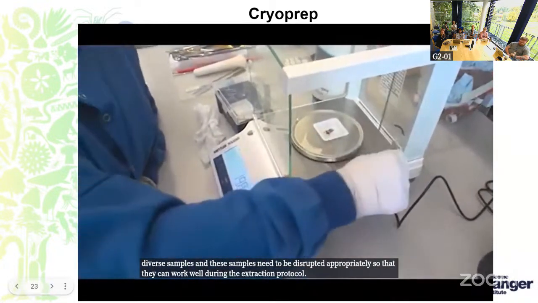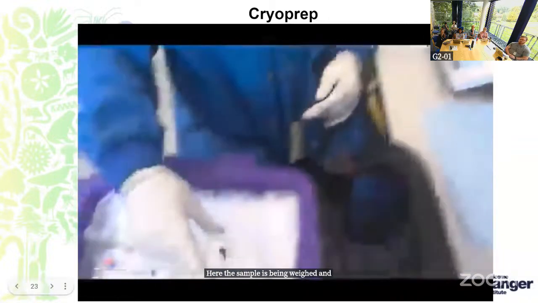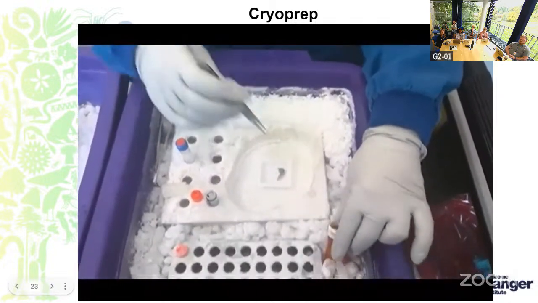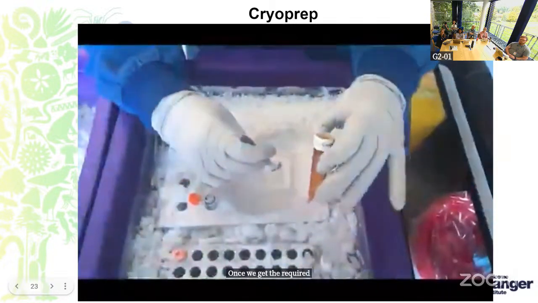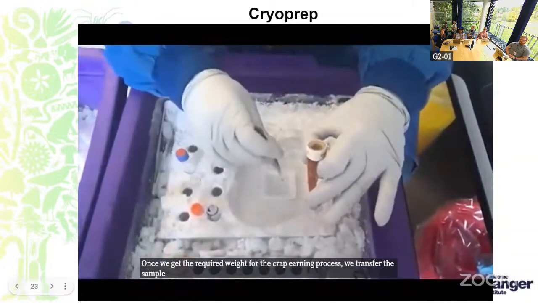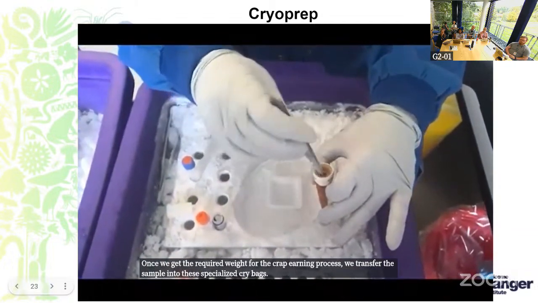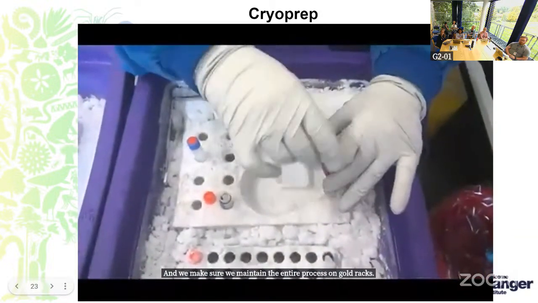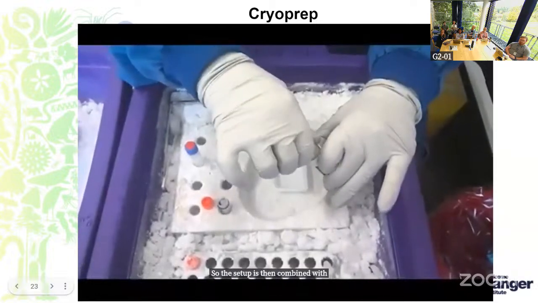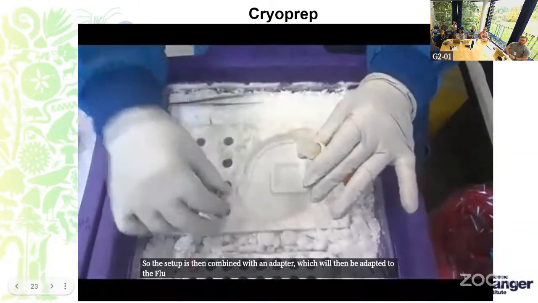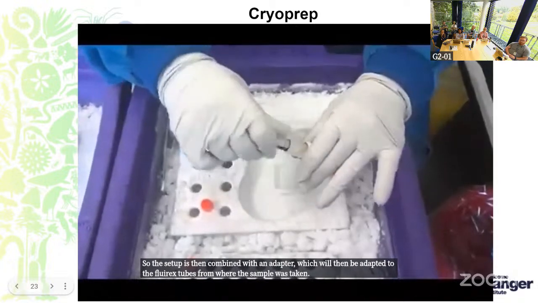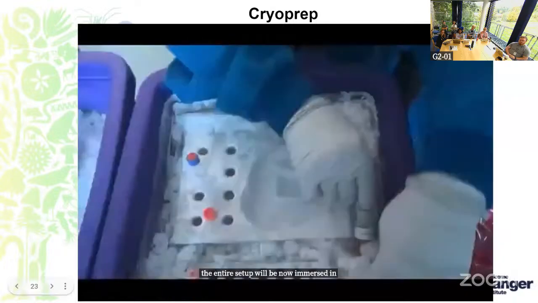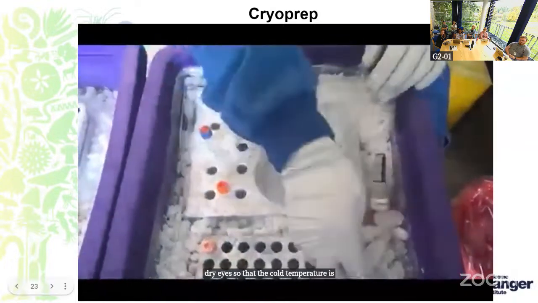Here the sample is being weighed and will be prepped for the cryoprepping process. Once we get the required weight, we transfer the sample into these specialized cryo bags, and we make sure we maintain the entire process on cold racks. The setup is then combined with an adapter, which will be fitted to the FluidX tubes from where the sample was taken. The entire setup will now be immersed in dry ice so that the cold temperature is maintained even after the transfer into the cryo bags.